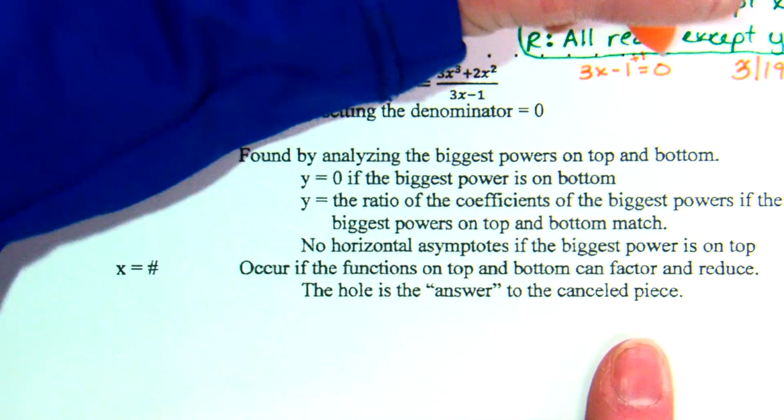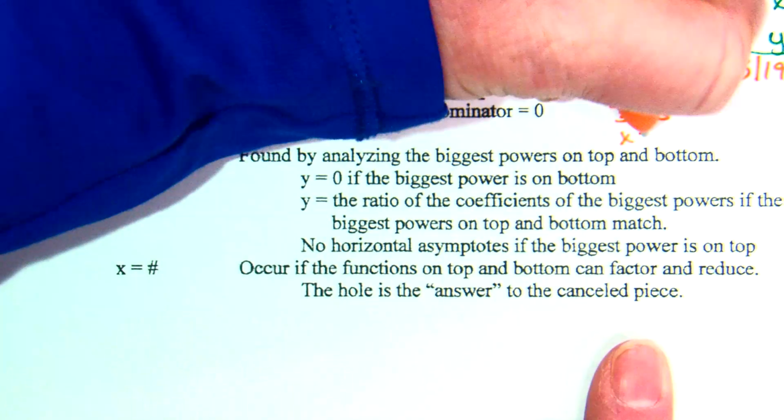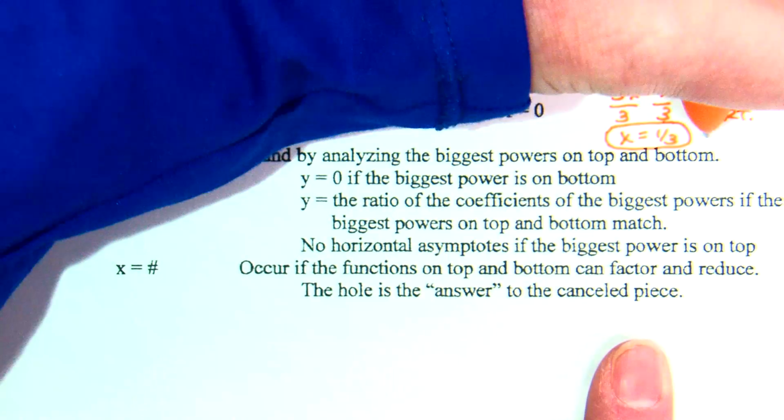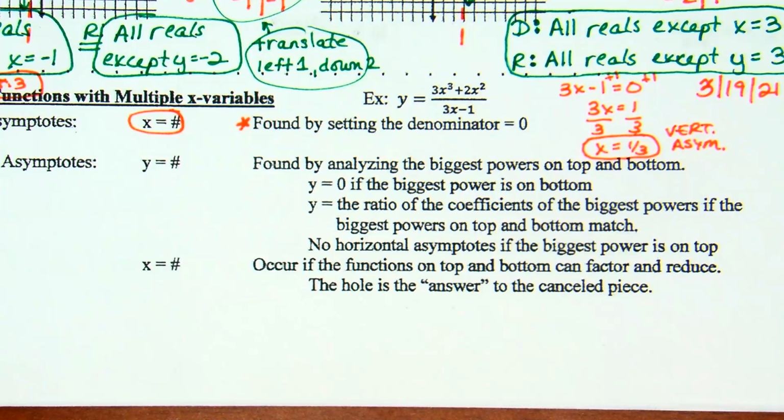Okay, we're going to add 1. So 3x equals 1, and then we're going to divide by 3, and x is 1/3. That is an example of a vertical asymptote. So it's always just taking any factors in the denominator and setting them equal to 0. I just wanted to show you an example there.